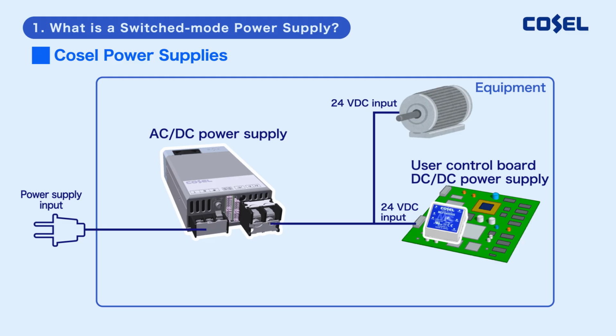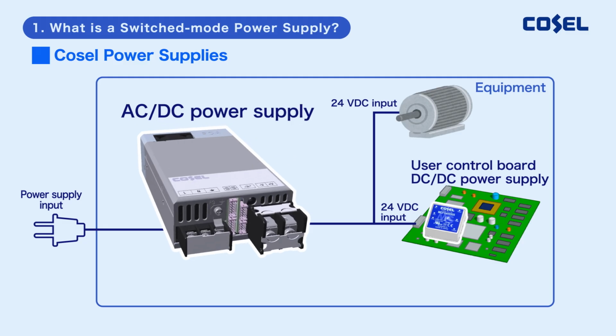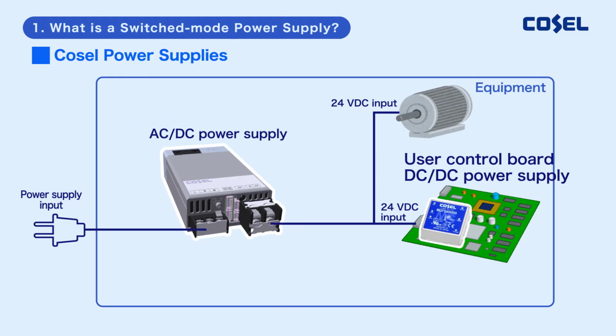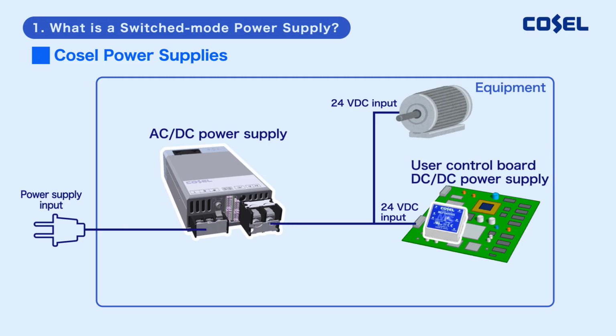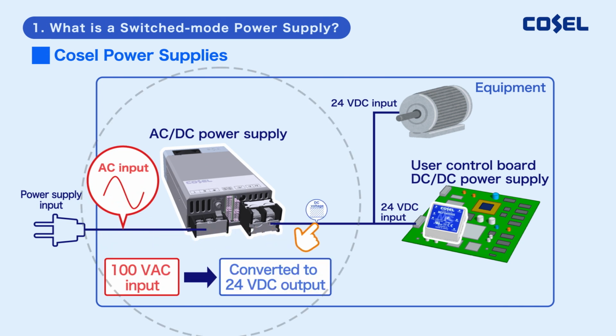Our switch mode power supplies include AC/DC and DC/DC power supplies. Components mounted on the control boards of industrial equipment used in factories and other locations operate on DC voltage. So an AC/DC power supply is used to convert 100 VAC input to 24 VDC output.